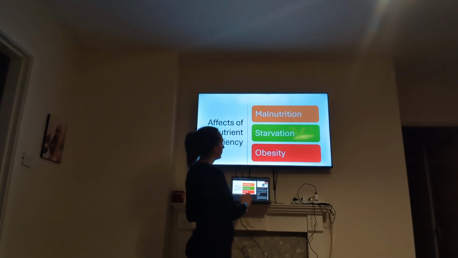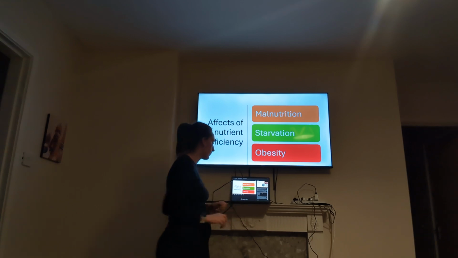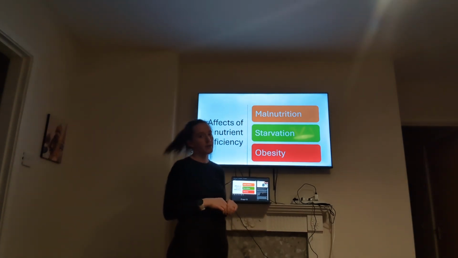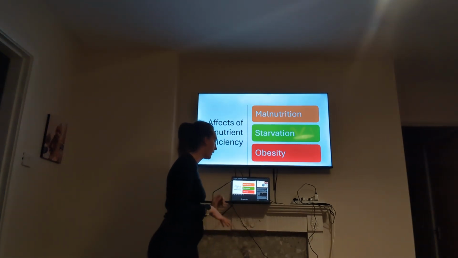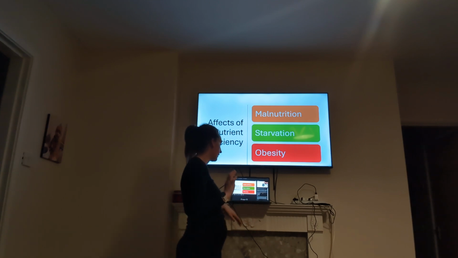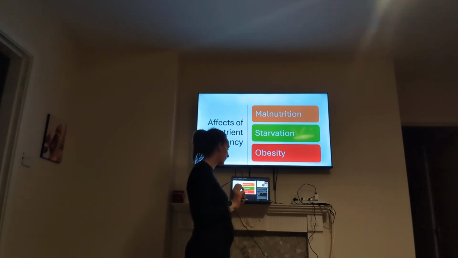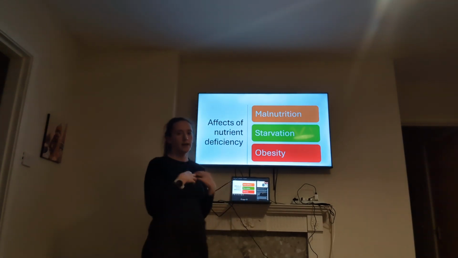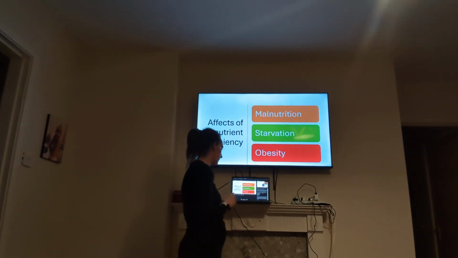And then obesity. Obesity is when it is too much saturated fats from the diet. So this is when a BMI is high, and it increases the risk of heart attack. Bad cholesterol builds up in the bloodstream and clogs up the arteries.